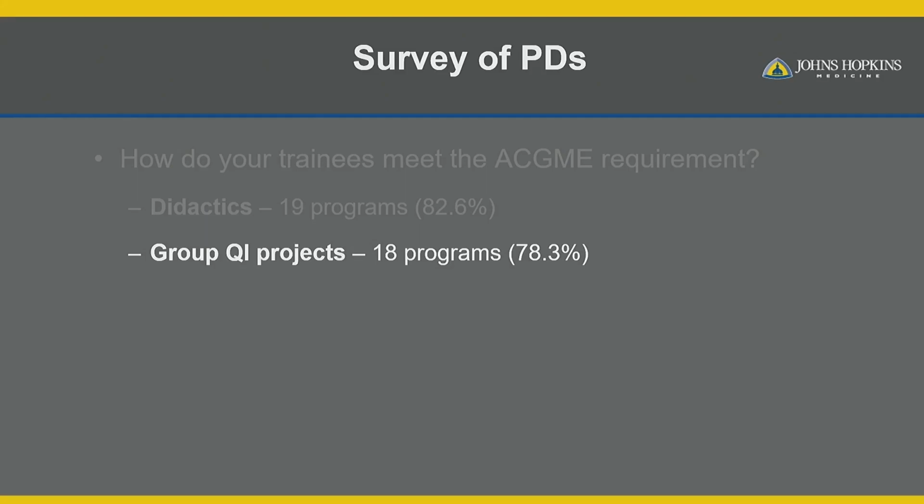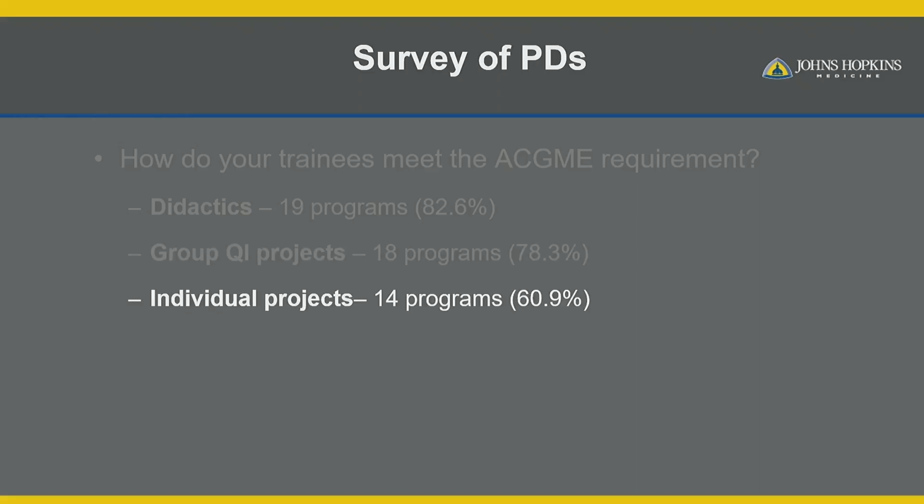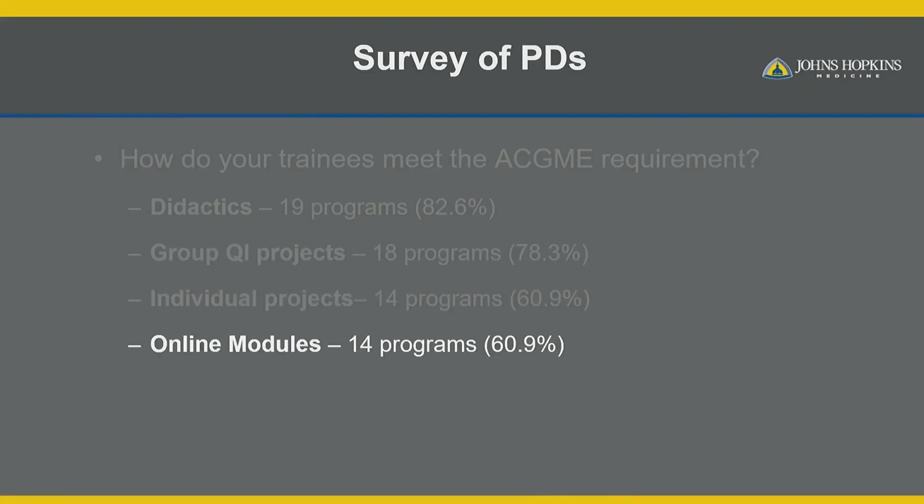Group QI projects. So this is also pretty common where a group of residents may come up with a project and work on it together. Depending on the project and what they do, and the guidance they get, this could be a good way to go about it and maybe lessens the overall workload for each person. Some smaller number are doing individual projects.